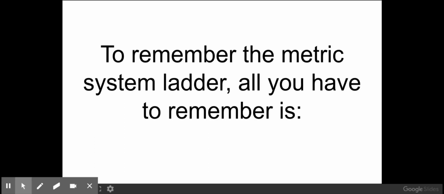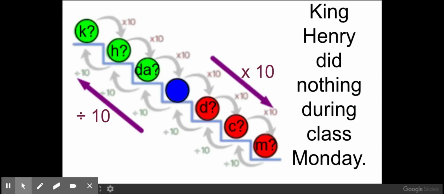To remember the metric system ladder, all you have to remember is King Henry did nothing during class Monday. Now, when we draw a ladder, it has to have 7 steps. The K at the beginning is for King, the H is for Henry, did, and then nothing would be here during class Monday. So we're using the beginning of each word to draw our ladder accurately. The only one we don't use is the word nothing, which means we put nothing in this circle.